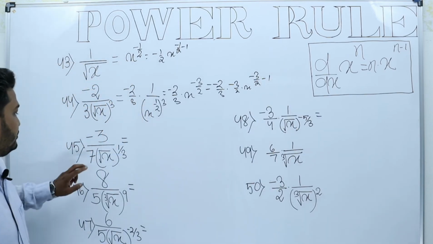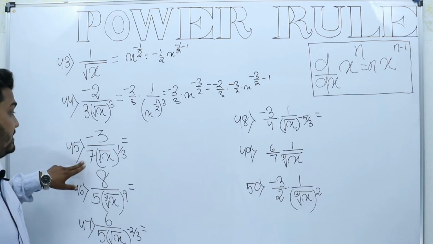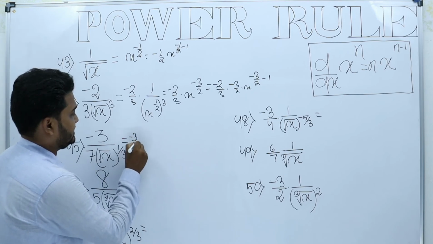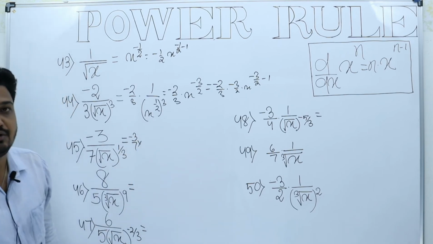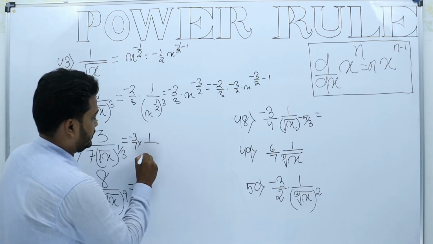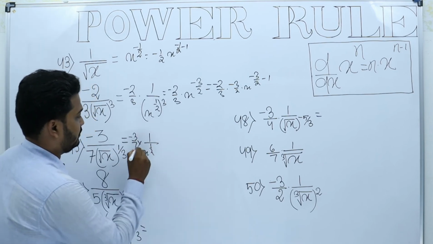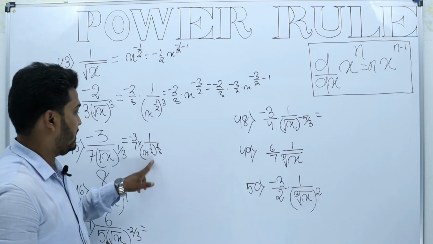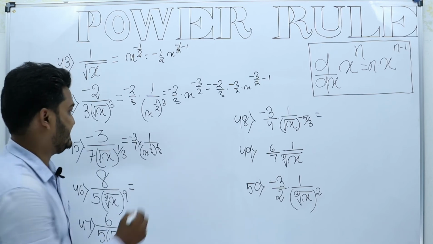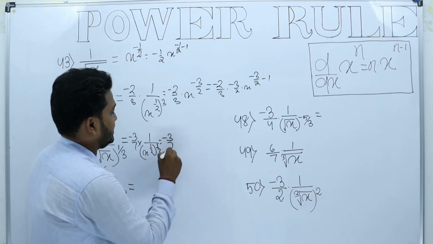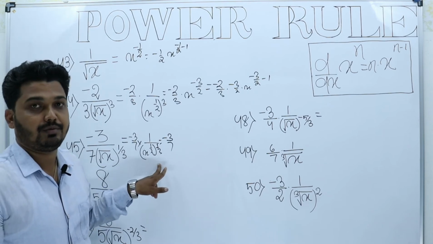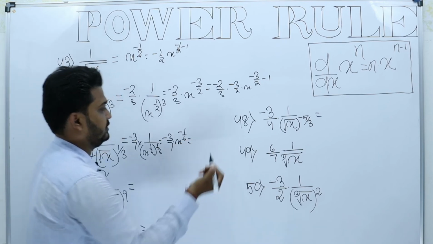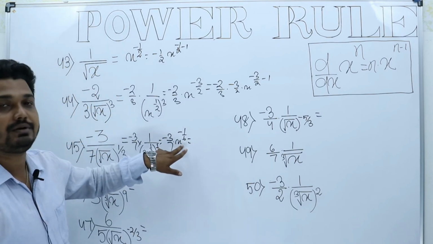Now let's move to the next question. Here it is written minus 3 by 7 root x power is 1 by 3. So here minus 3 by 7 is constant. Now root x means the power is 1 by 2 and whole power is given 1 by 3. So power of power will get multiplied. 1 by 2 into 1 by 3 will be 1 by 6. 1 by 6 is the power in the denominator, but in the numerator the power is minus 1 by 6. Now we will apply the formula because we got the power is minus 1 by 6.